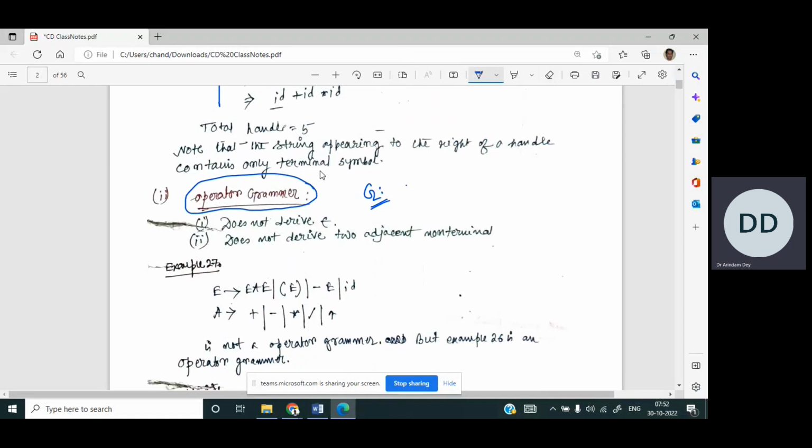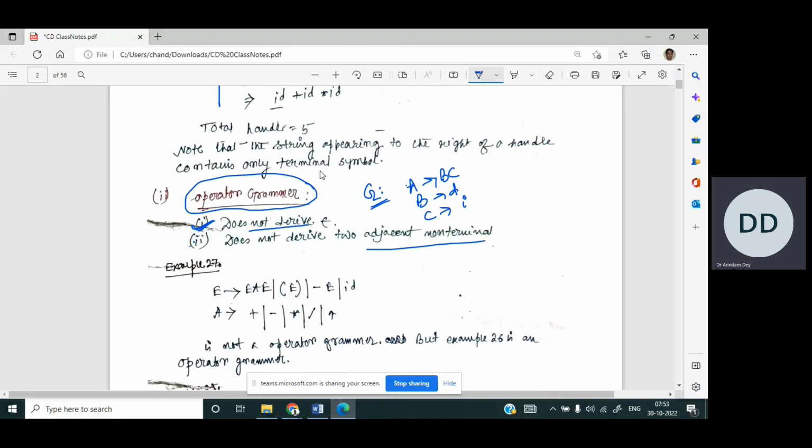Now in the production rules, let's say I have a production rule A to BC, and B to D, and capital C to small i, right? This is the production rule that I am having. Now, a grammar can be called an operator grammar if the grammar does not contain any epsilon move. This is the first condition. And the second condition is it does not derive two adjacent non-terminals.